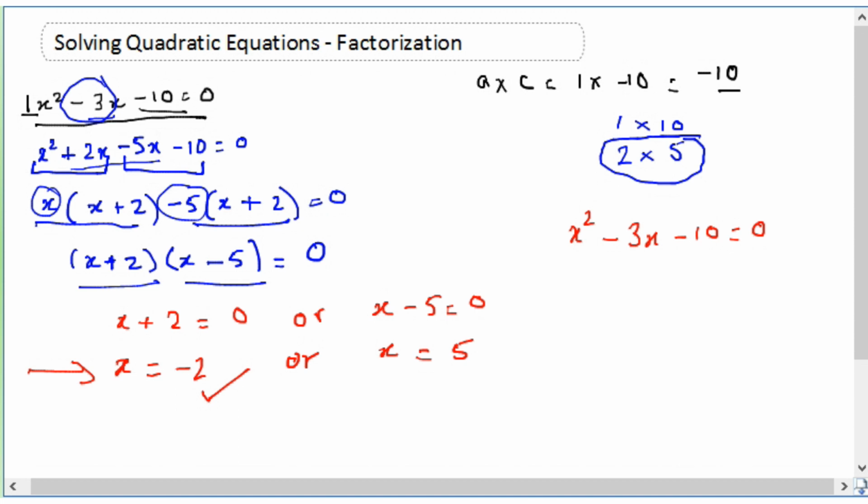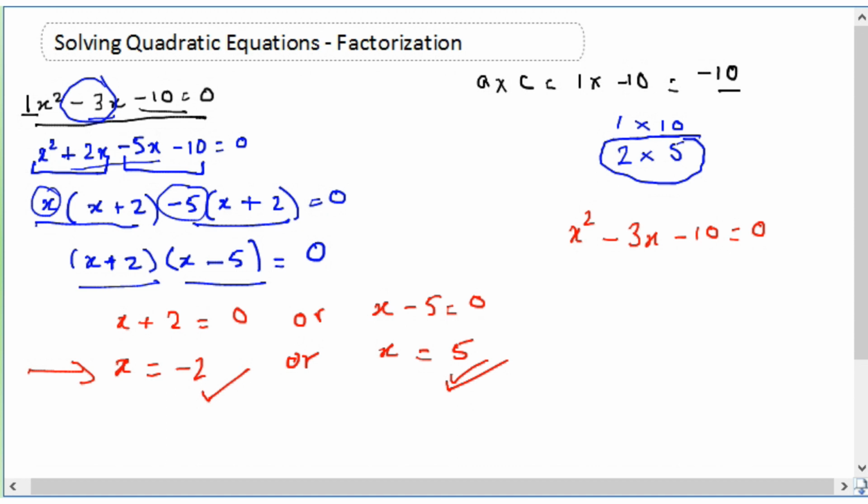The second solution that we see is 5. So substituting 5 into this equation, we get 5 square is equal to 25, and 5 times 3 is 15, 25 minus 15 gives us 10, and 10 minus 10 again is 0, so that means 5 is also a solution for the equation. So it was pretty easy. By splitting the middle term, we could factorize the equation and find the values of x.